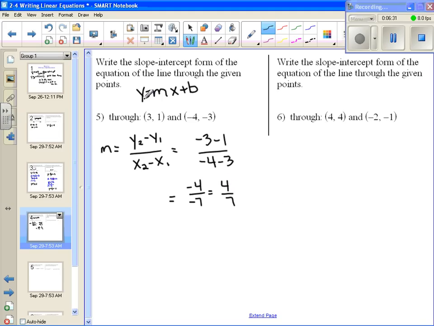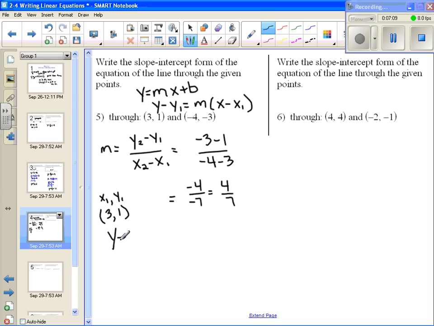Now actually I'm going to show you an example of using the other form of the line. y minus y1 equals m times x minus x1. And I know the slope is 4/7. What I don't know, I need to know a point on the line. So the x1 and the y1. And it doesn't matter which point you use. So I'm going to use the 3, 1 for my x1 and my y1. I could have used -4, -3 instead, but I'm choosing to use 3 and 1.